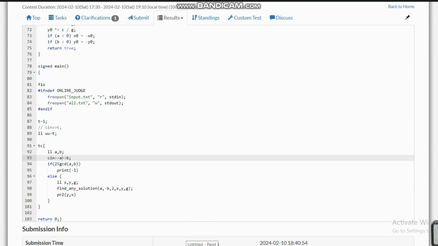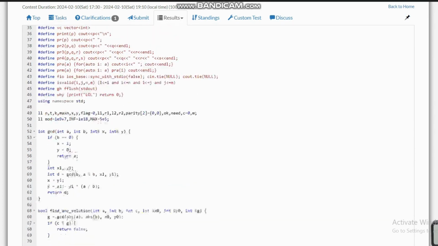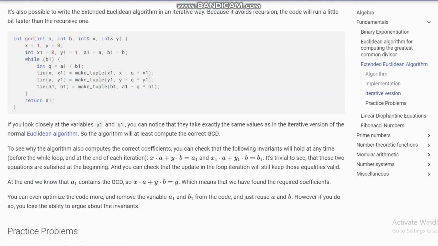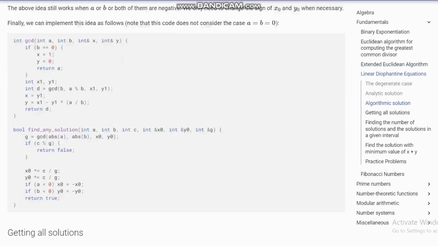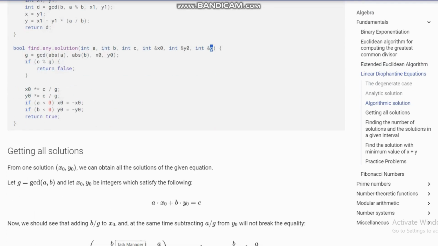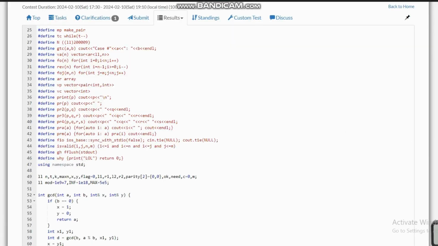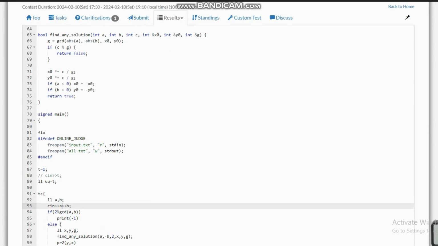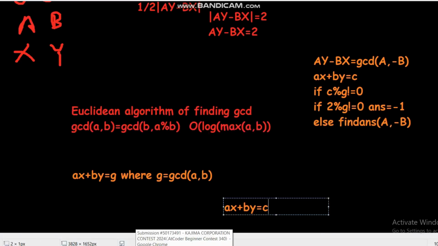So g is the gcd of a comma b. Okay, sorry, g is not yet the gcd of a comma b. Let me look at the code. Here is the code. So after the solution, g will give us the gcd of a comma b. I have initialized the variables x comma y comma g, and I am passing that to our find any solution. So the values are a, minus b, comma 2. So we will get the solution of ax minus by equals to c equals to 2.